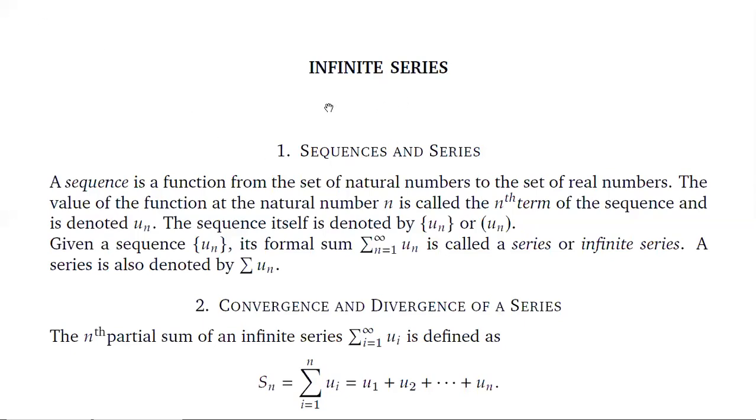The next topic is infinite series. Under that we study sequences and series. A sequence is a function from the set of natural numbers to the set of real numbers. The value of the function at the natural number n is called the nth term of the sequence and is denoted by un. The sequence itself is denoted by un inside flower brackets or un inside simple brackets.